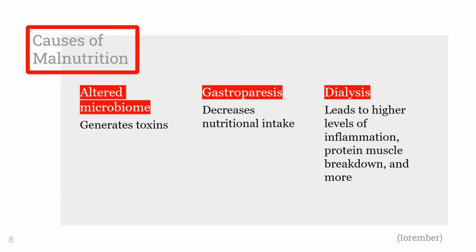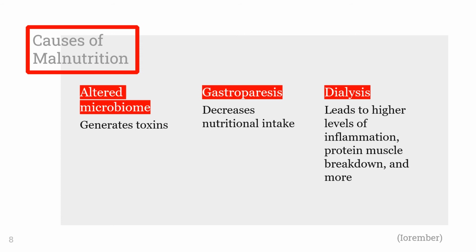Here are some more causes of malnutrition, again, specifically in people with chronic kidney disease. The first of these is altered microbiomes. People with chronic kidney disease have been found to have altered microbiomes in their gut, and this can generate toxins. This can sometimes lead to decreased appetite, or it can just decrease the nutrient levels that they get out of the foods they eat.